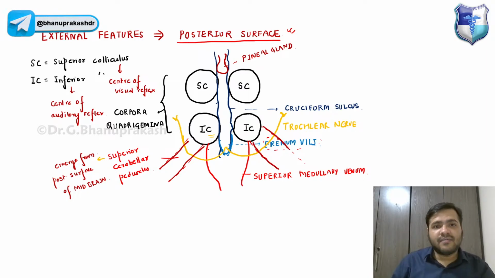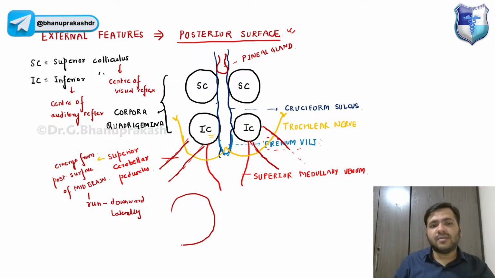Right, they will run downward. You can very well see they run downwards, they run laterally, right? They run laterally along the sides of the upper part of the fourth ventricle to enter into the cerebral hemisphere. I have told you about the cerebral hemisphere, guys.